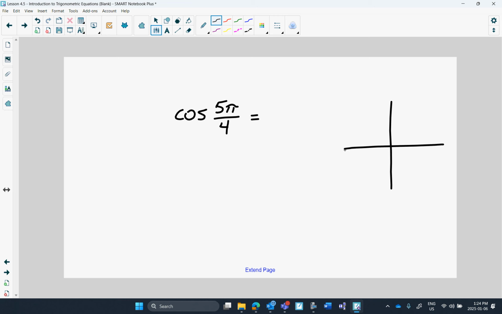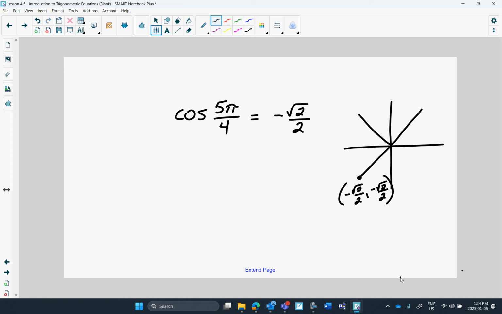Here's pi over 4 in the middle. Here's 3 pi over 4. Here's 5 pi over 4. What are the points there? Negative root 2 over 2 comma negative root 2 over 2. And cos tells us to take the x, although sine of this would be the same thing anyway. So yeah, negative root 2 over 2.